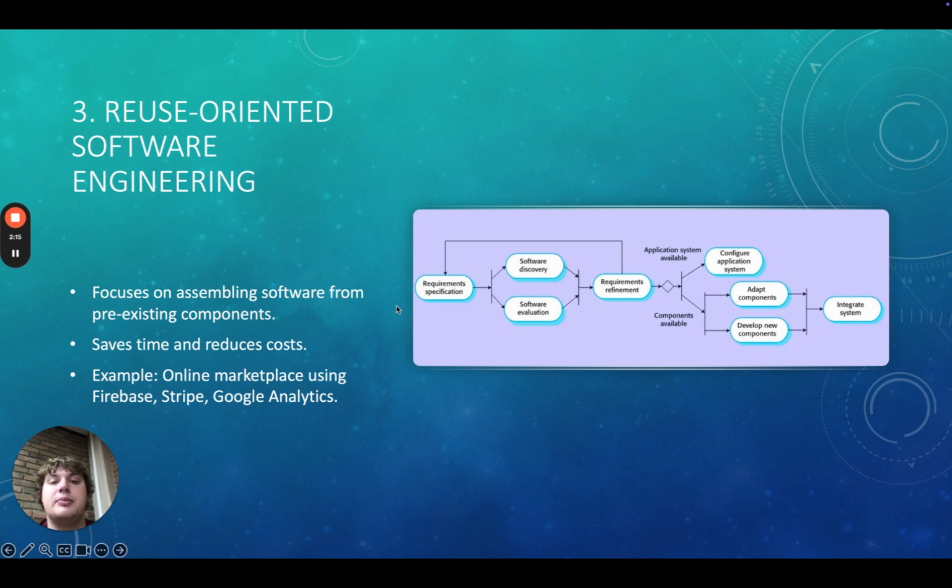A real-world example is developing an online marketplace like Etsy might involve reusing authentication frameworks like Firebase, payment gateways like Stripe or PayPal, and analytics tools like Google Analytics. This reduces the time needed to develop these functionalities from scratch.